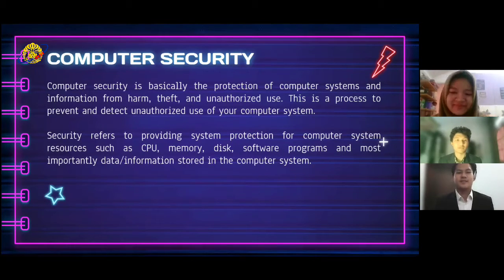The first one, computer security. Computer security is basically the protection of computer systems and information from harm, theft, and unauthorized use. This is a process to prevent and detect unauthorized use of your computer system. Security refers to providing system protection for computer system resources such as CPU, memory, disk, software programs, and most importantly, data or information stored in the computer system.